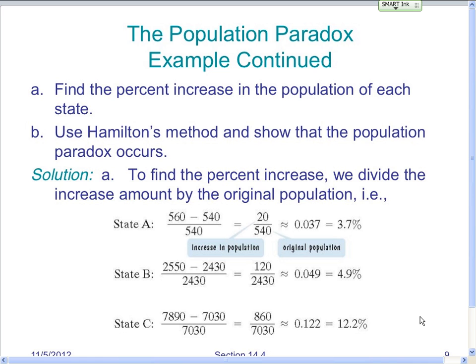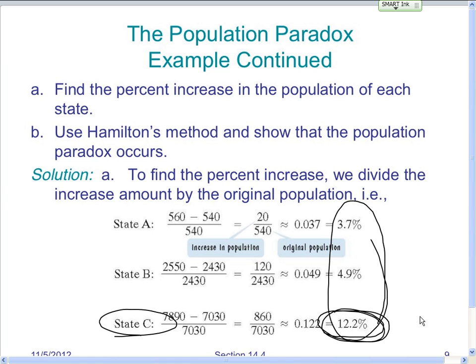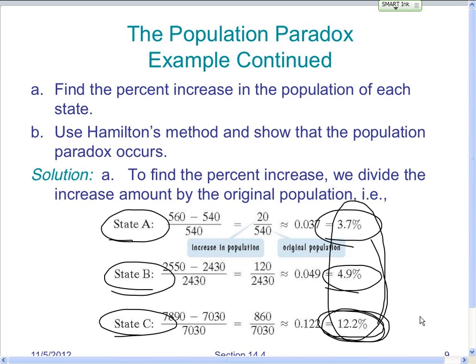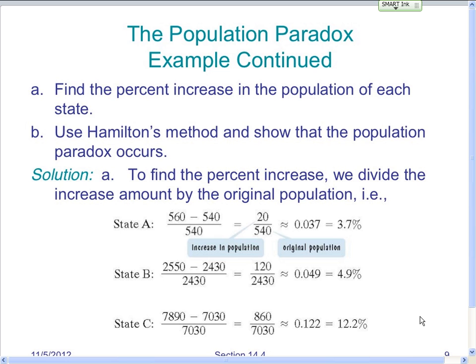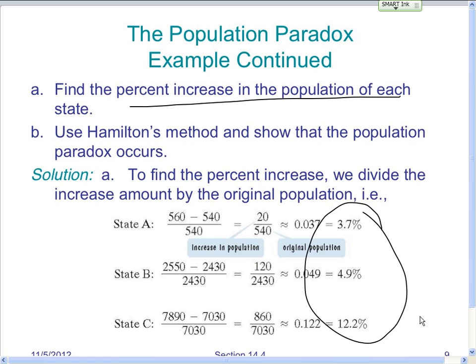Now what we want here is to look at who has the largest percent increase, who has the next largest percent increase, etc. You notice state C has the largest percent increase, then state B, and then state A. Okay, so you're going to have to keep that in your head. You need to know those percent increases.